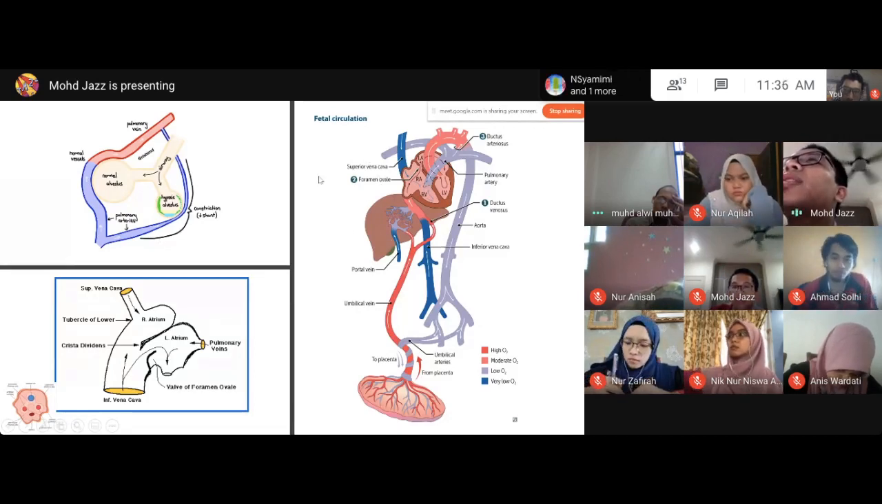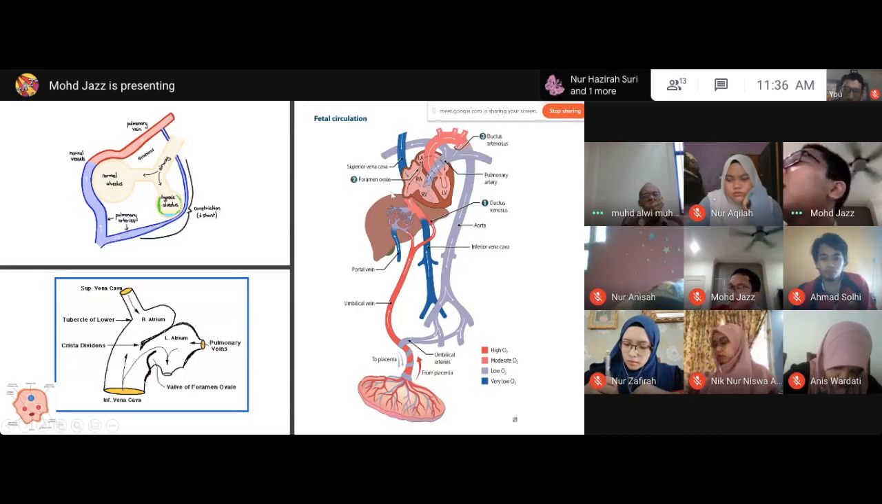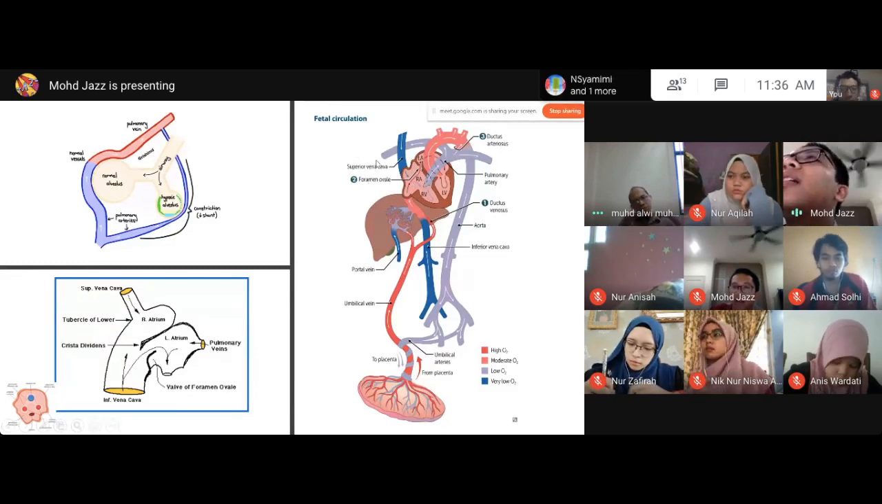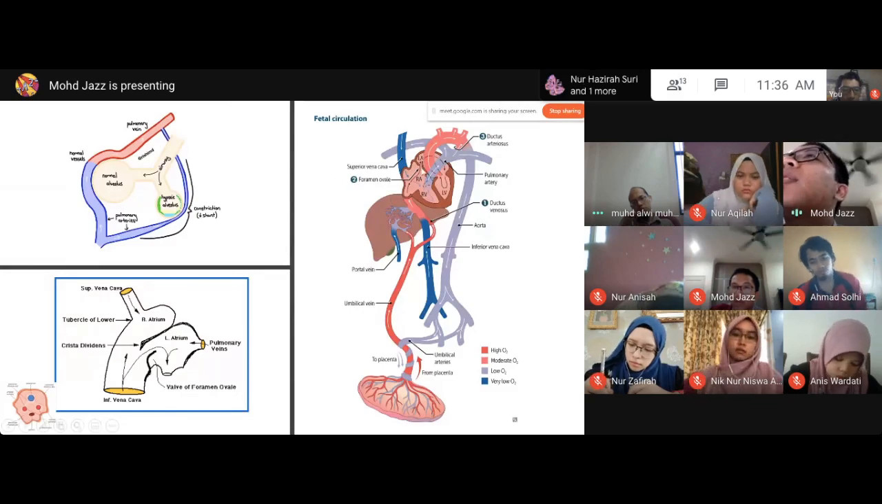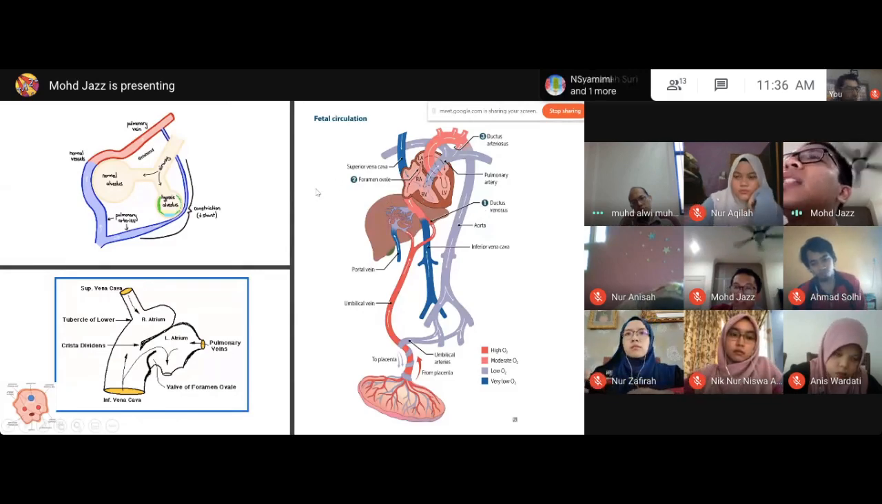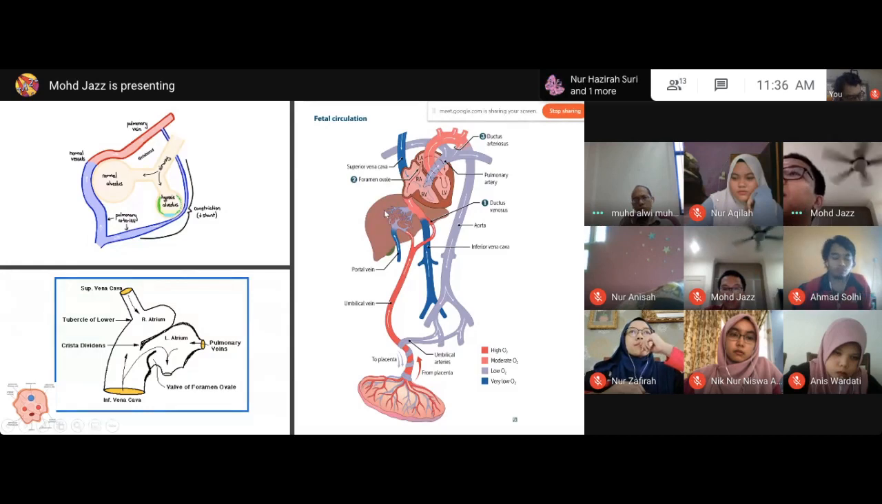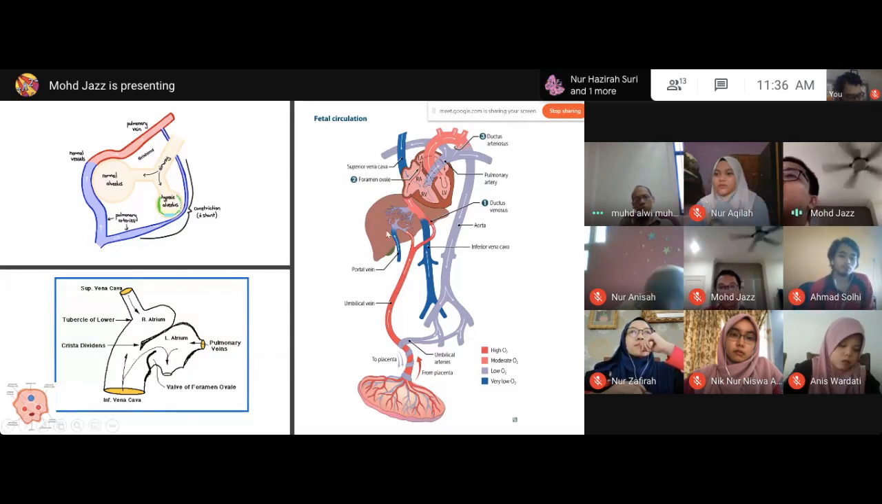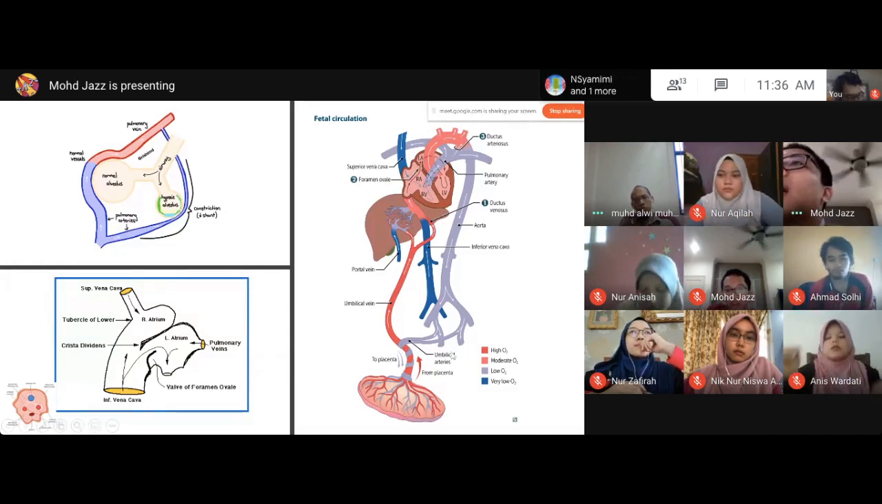Apart from that, there is also another pathology associated with prematurity, called persistent pulmonary hypertension of the newborn, which is a result of a persistent increase in pulmonary vascular resistance because of extensive hypoxemia, acidosis, among other factors that can cause a persistent increase in pulmonary vasculature. Okay, I think that's it.